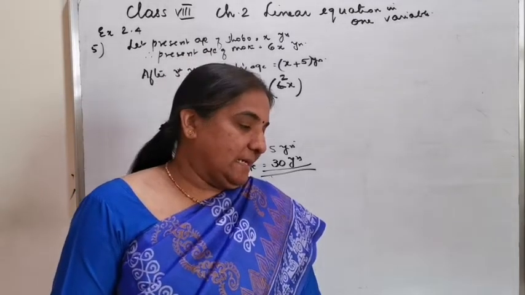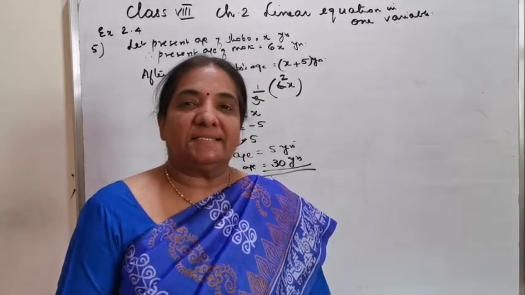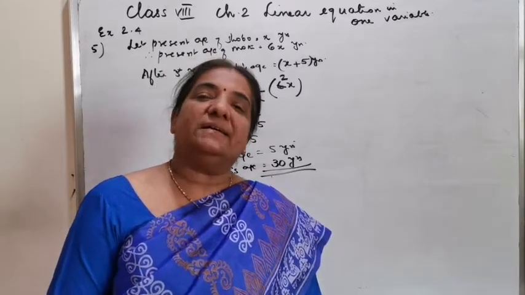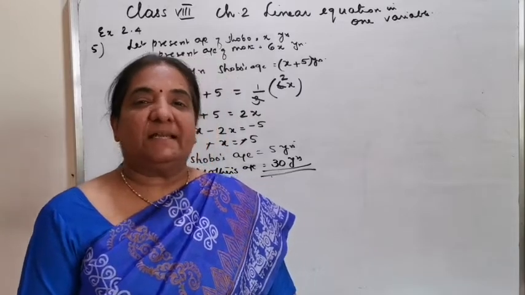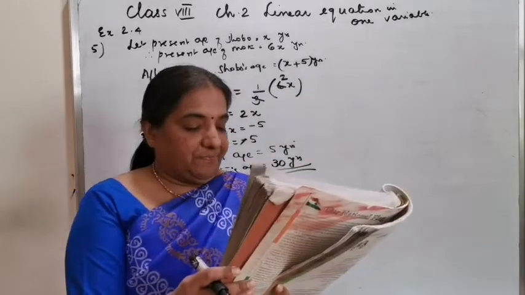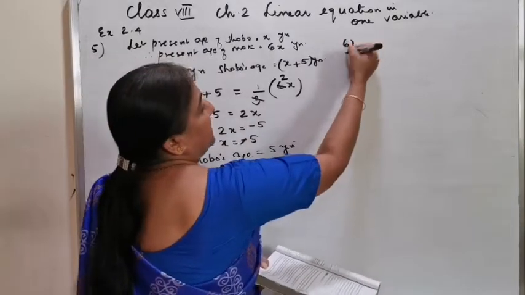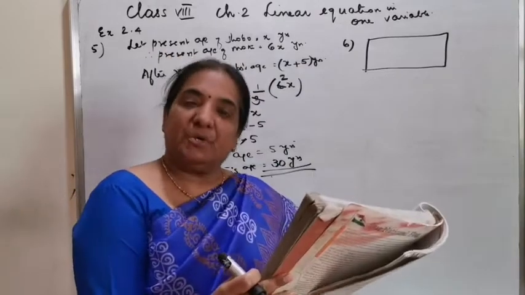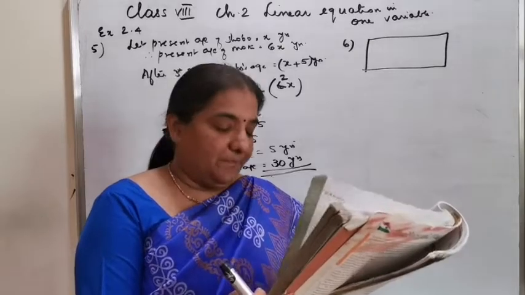The next 2-3 sums are from commercial maths, measurements and so on. Listen carefully to the explanation. There may be formulas related from 7th standard textbook. Number 6. There is a narrow rectangular plot. Immediately you draw a rectangle. What's the peculiarity of a rectangle? Opposite sides are equal.